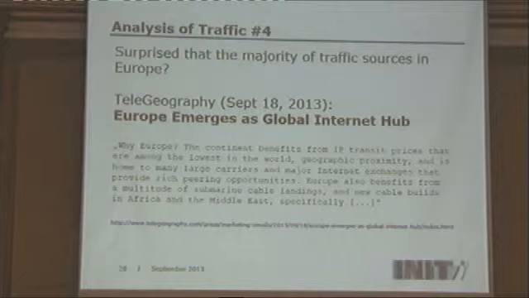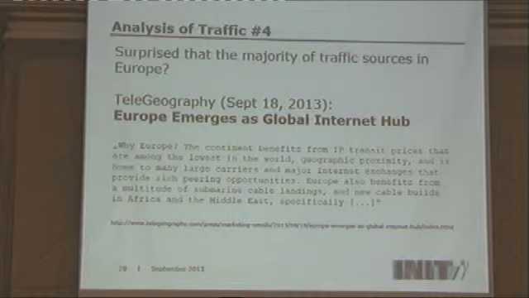But on the other hand, it showed up recently on Telegeography. On September 18th, they did a press release: Europe emerges as a global internet hub. And I quote here from the link you can see on the bottom.